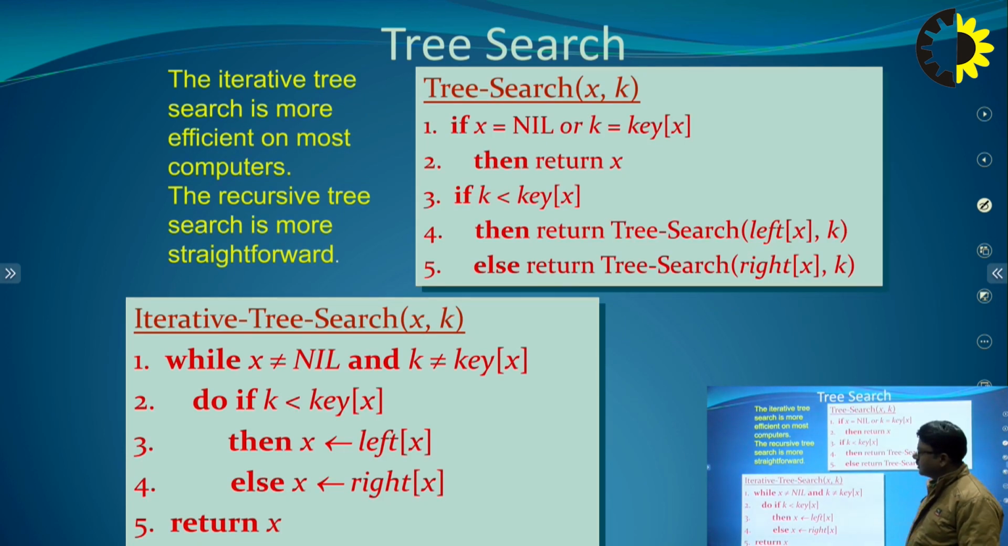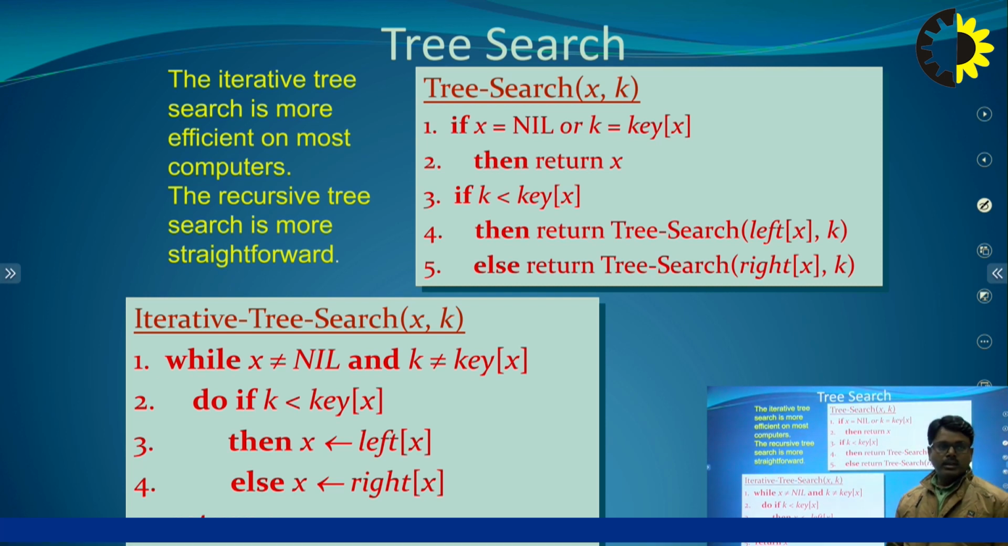Now another operation of the binary search tree is searching for an element in the binary search tree, and this can be done in two ways with the help of tree search. One pseudocode is recursive, and another pseudocode is iterative search. So what is the difference between those two searching algorithms?